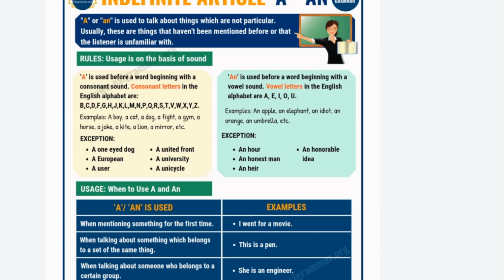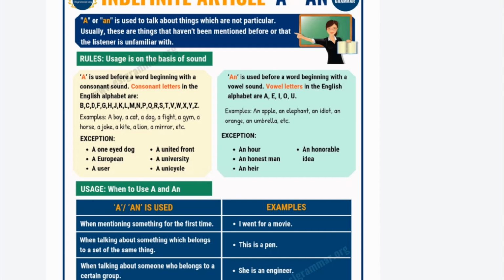But be attentive. For example, the word hour. The word hour starts with the consonant letter H, but there is no sound h here. We pronounce it "our", so the first sound is a vowel sound. That's why we use the article an. An hour, an honest man, an honorable idea.